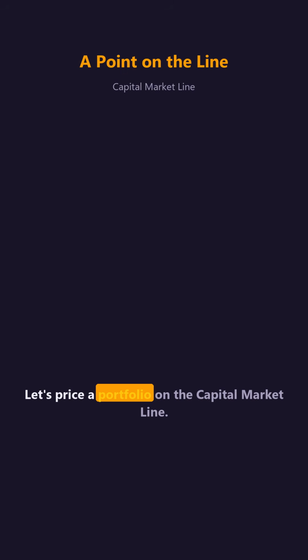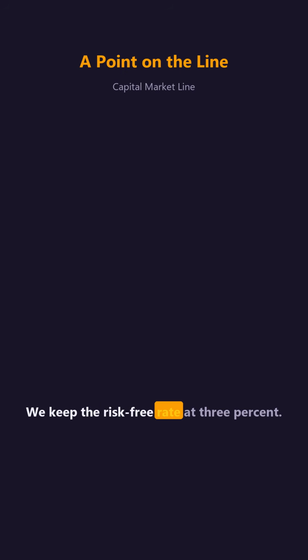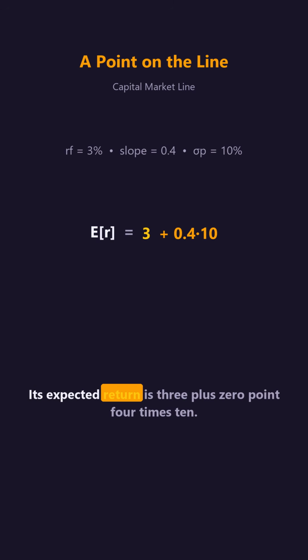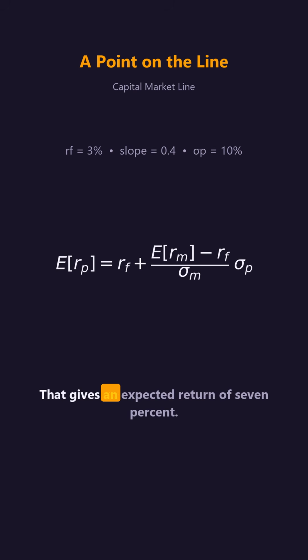Let's price a portfolio on the capital market line. We keep the risk-free rate at 3%. The slope, our price of risk, is 0.4. We choose a portfolio with 10% risk. Its expected return is 3 plus 0.4 times 10. That gives an expected return of 7%.